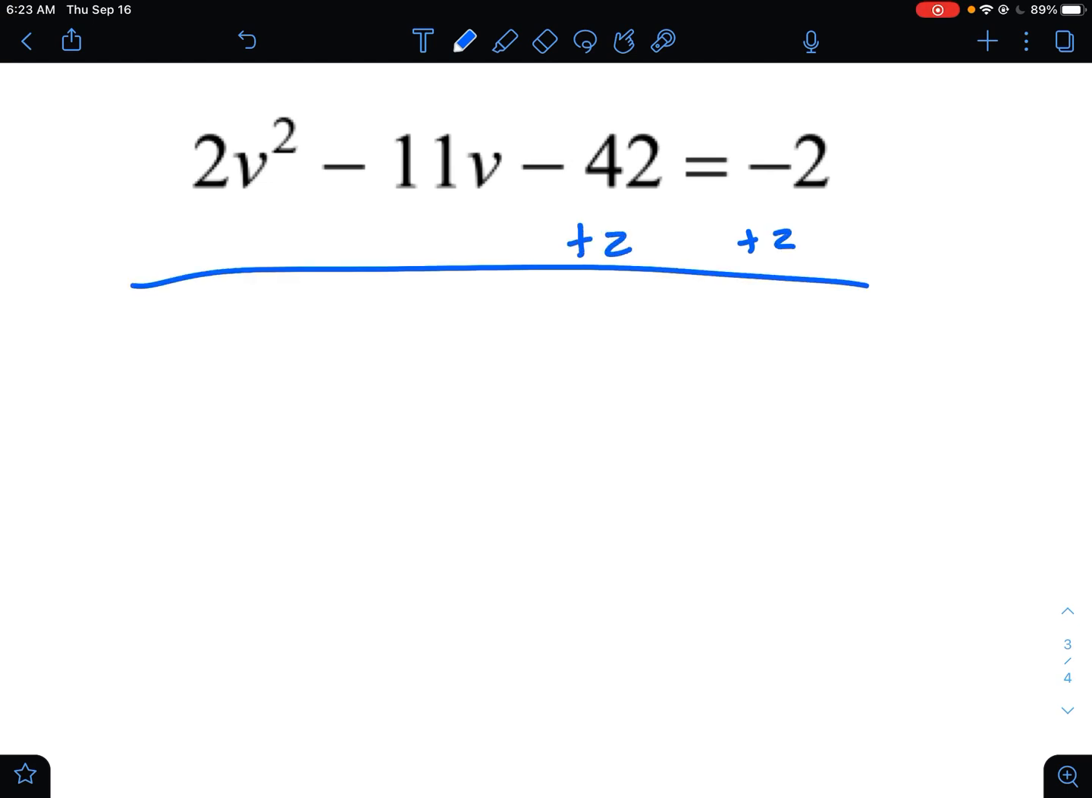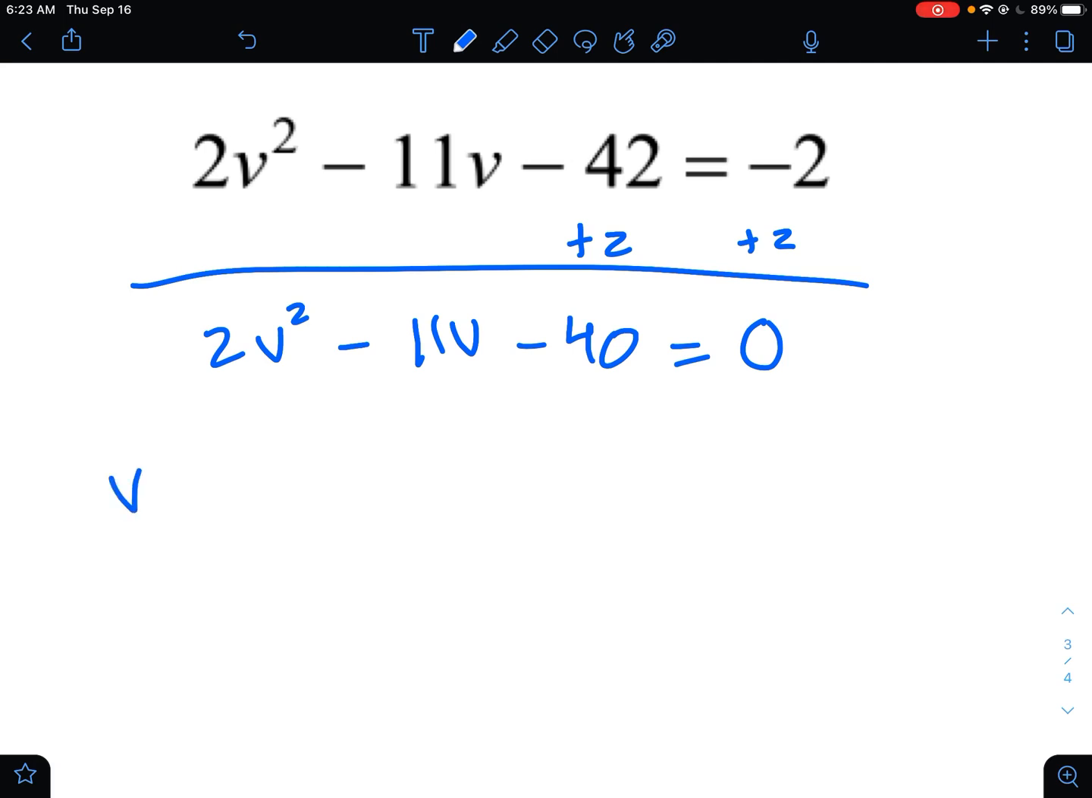All right, first things first. Did you remember that it needs to equal 0? If you miss that part, it kind of messes up the whole rest of the process. So you need to add 2 over, so it equals 0. So now we've got 2v squared minus 11v minus 40. And then you can plug in your variables.